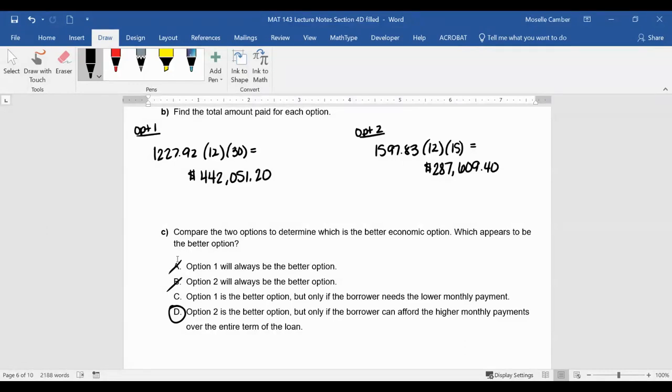So in general, you want to pay the least amount of money, right? So option two seems like it's a lot better idea, but you can only do it if you can afford the higher monthly payments.